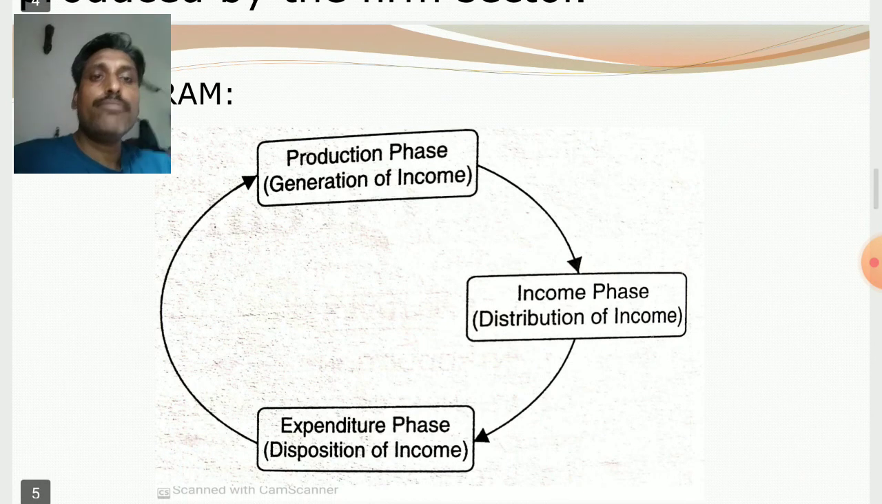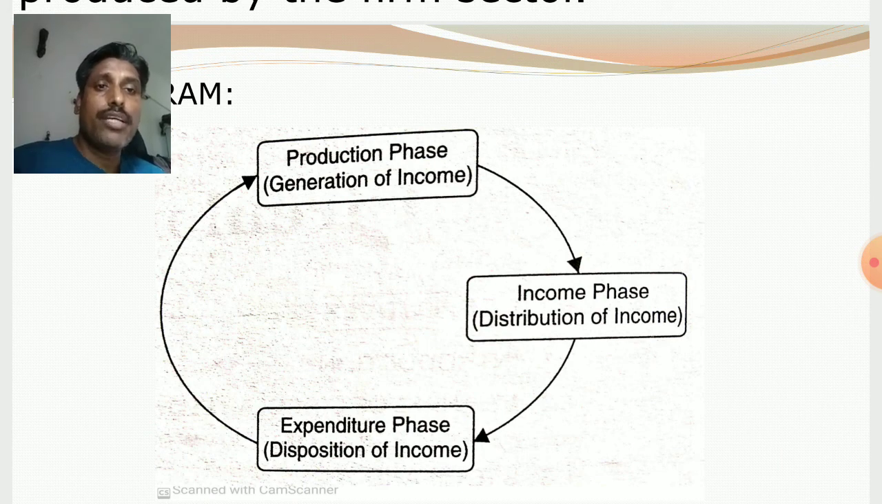In the diagram: the production phase, generation of income; then the distribution phase; then the expenditure phase, or disposition of income. Generation of income: the farm sector produces goods and services, sells them in the market and earns money. So it is the income of the farm sector. Then the farm sector makes factor payments to the household sector in the form of rent, wages, interest and profit. So it is the distribution of income.